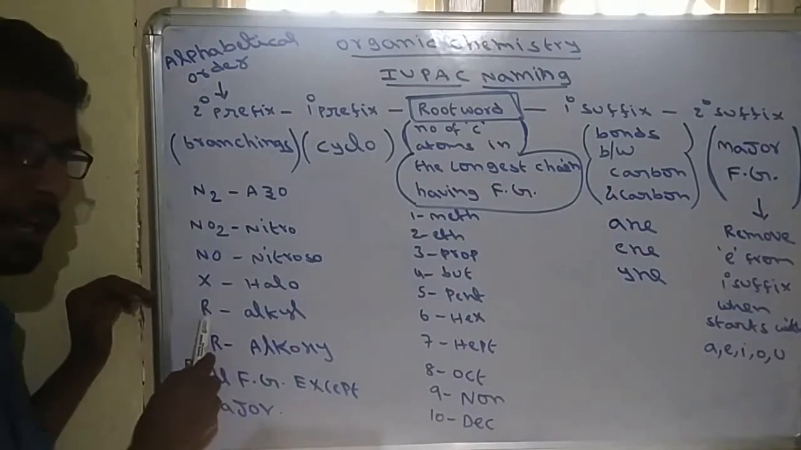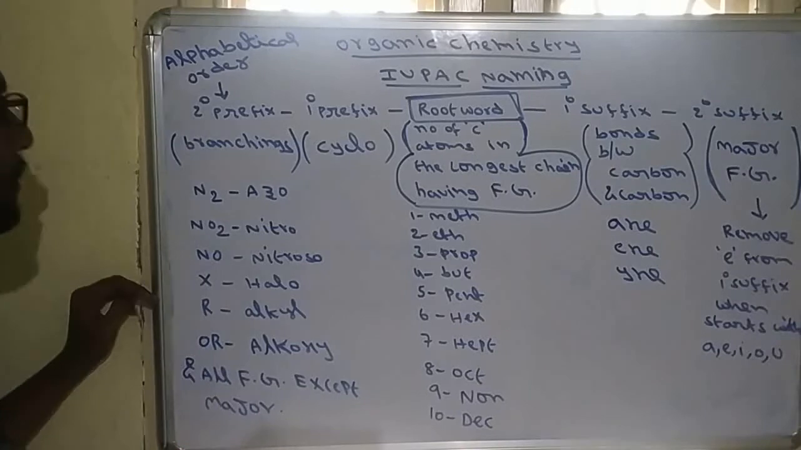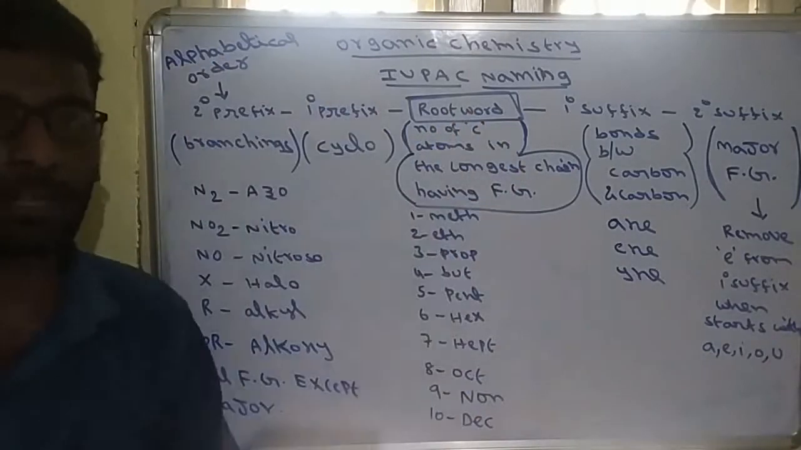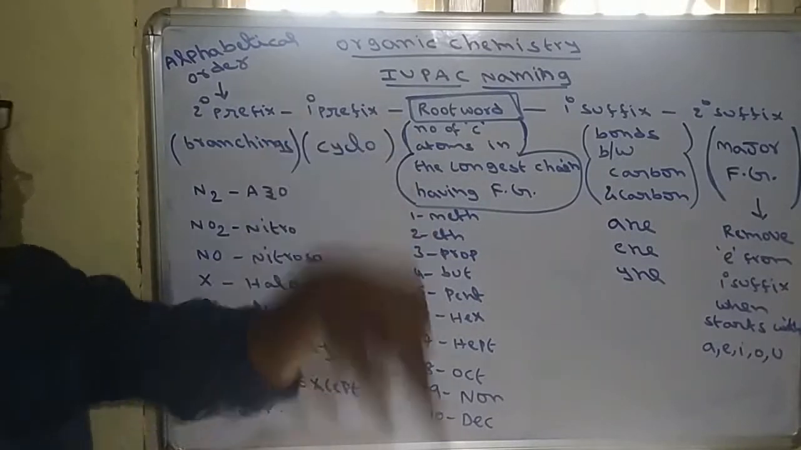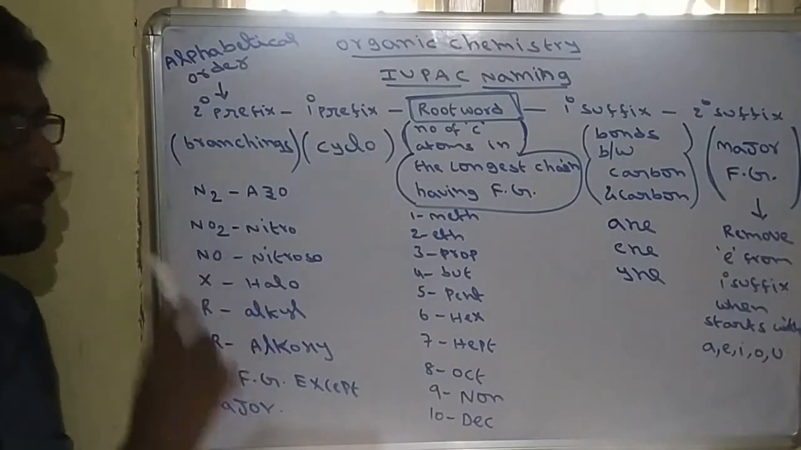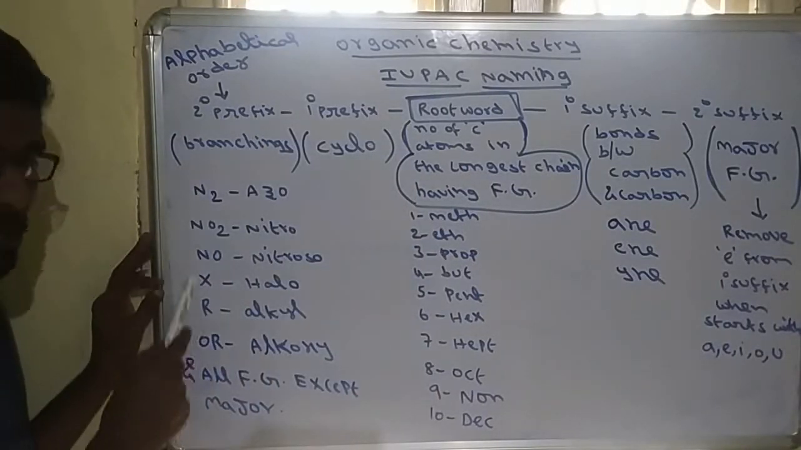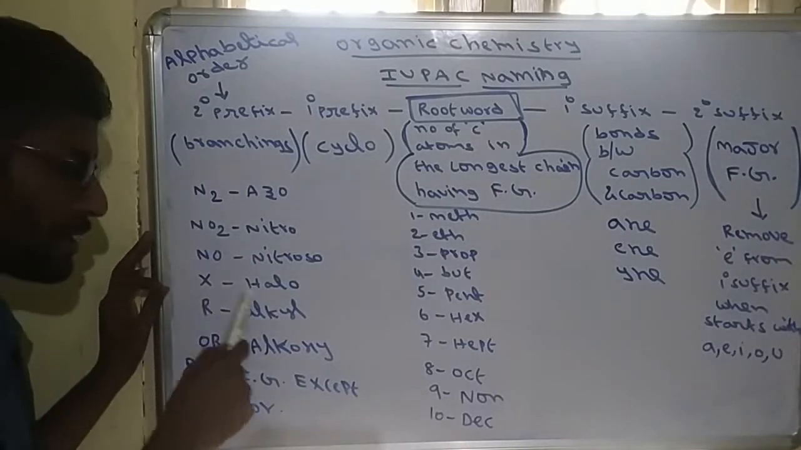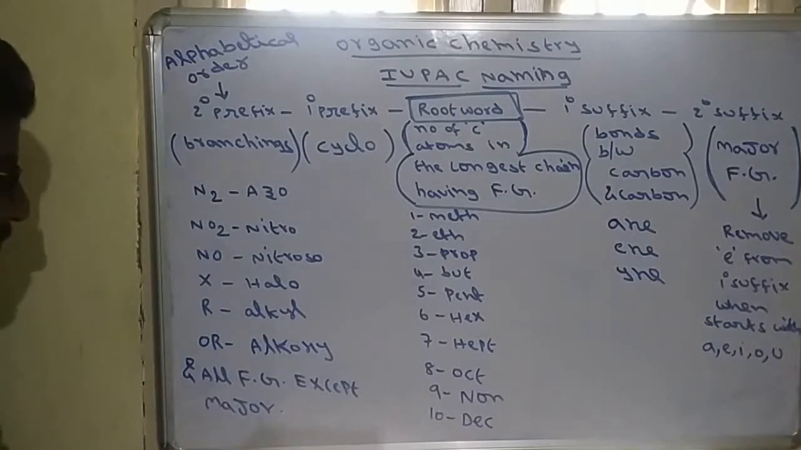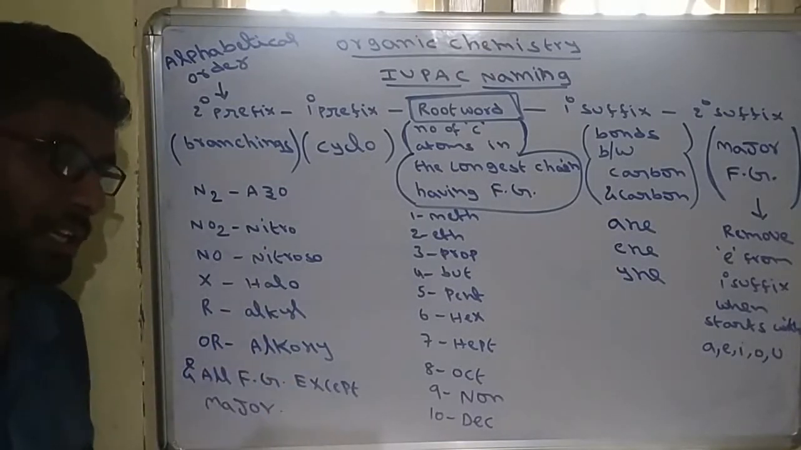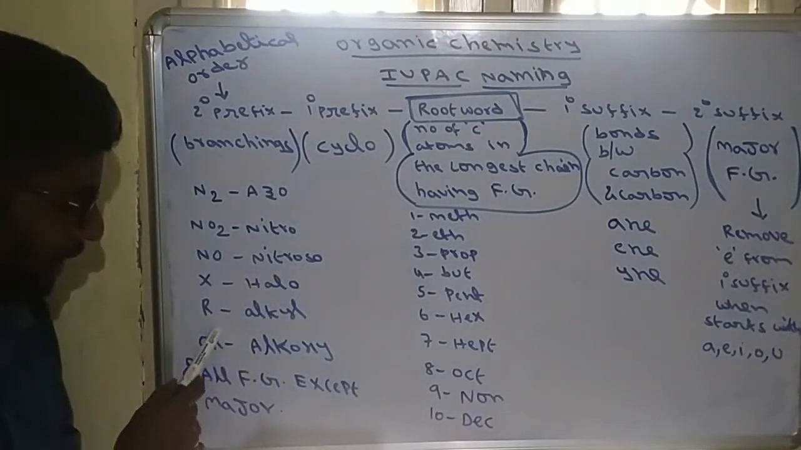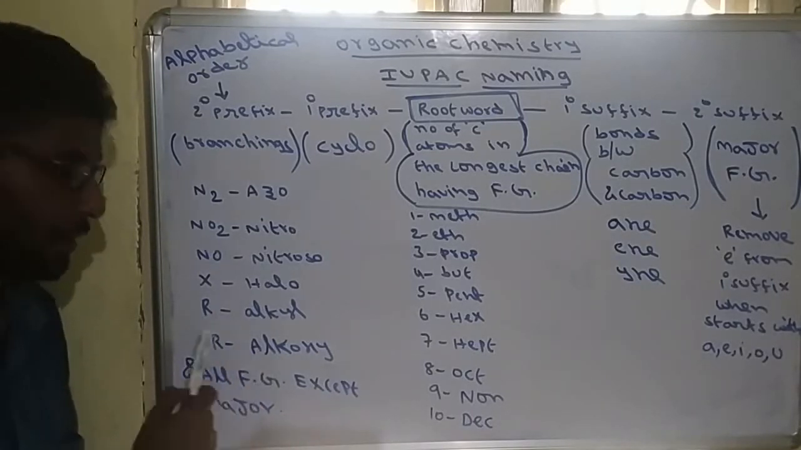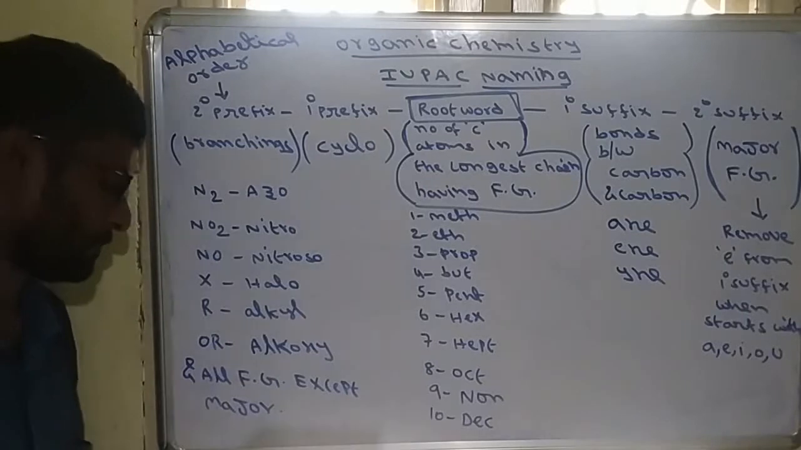What is meant by R? R is nothing but carbon. Carbon present in the long chain is what we count in the root word. If carbon is present in a branching, then we write alkyl. If one carbon is present in the branching, we write methyl. Two carbons in the branching, we write ethyl, like that. OR is alkoxy, with oxygen along with carbon. One carbon is methoxy, two carbons is ethoxy.